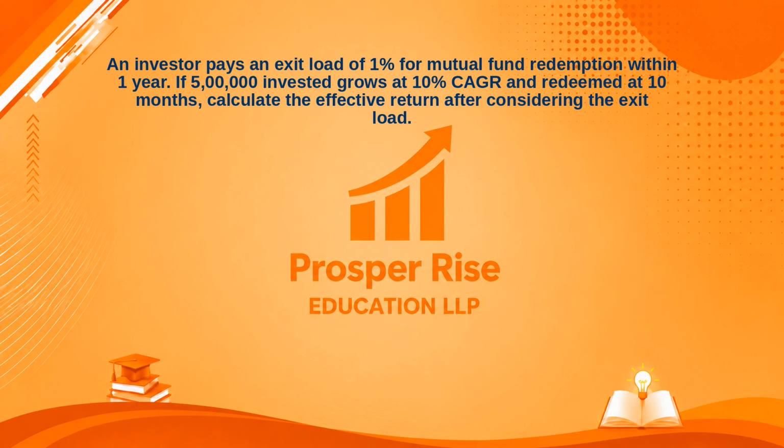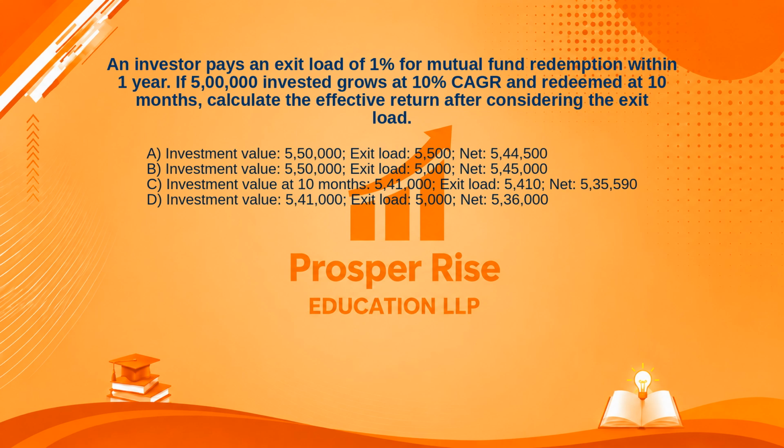An investor pays an exit load of 1% for mutual fund redemption within 1 year. If 5 lakh invested grows at 10% CAGR and redeemed at 10 months, calculate the effective return after considering the exit load. Here are your options. A. Investment value 5,50,000, exit load 5,500, net 5,44,500. B. Investment value 5,50,000, exit load 5,000, net 5,45,000.